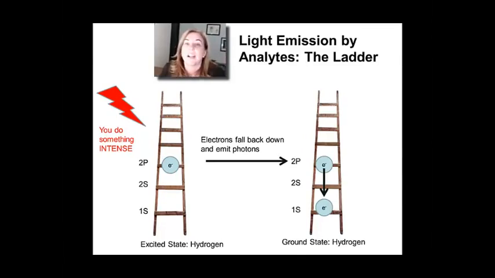Now you got them excited through who knows what means. If it's a neon light, you zapped it with electricity. We're going to learn all about inductively coupled plasma, or ICP. And ICP excites them by putting atoms into a plasma. So that's another way, so you can heat them up really, really high in temperature. And all of those things create emission of light.